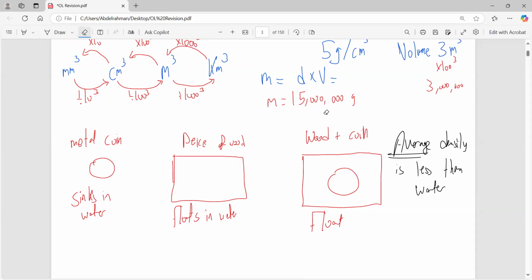Okay, the average density of the wood and the coin or the metal or whatever is less than water. That's all, easy.